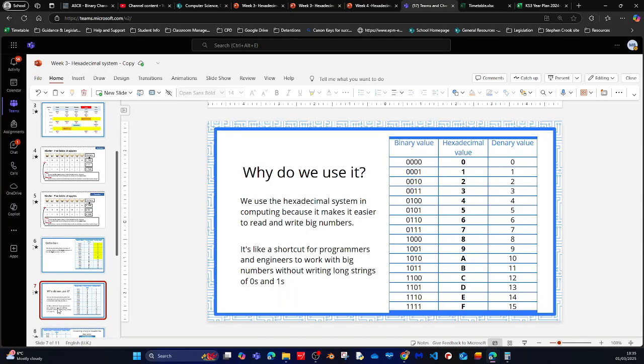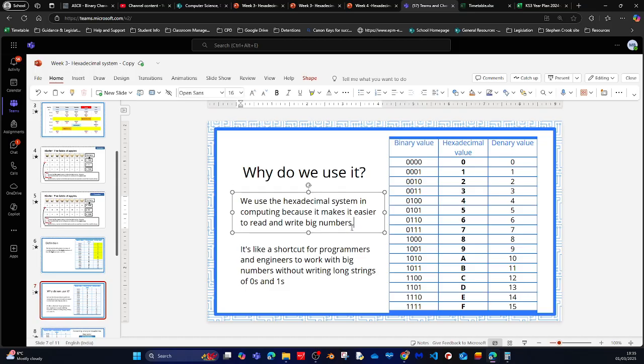The reason for this is that we use the hexadecimal system in computing to make it easier to read and write big numbers. Now just imagine if I asked you to write this in binary, or if I asked the best programmer to write this in binary. Each letter would have 8 bits, okay? So imagine 8 bits plus 8 bits plus, you will have lots of zeros and ones. So the hexadecimal is like a shortcut for programmers and engineers to work with big numbers without writing long strings of ones and zeros. No one would remember. Even if you have it written down, you wouldn't be able to copy it on the screen.